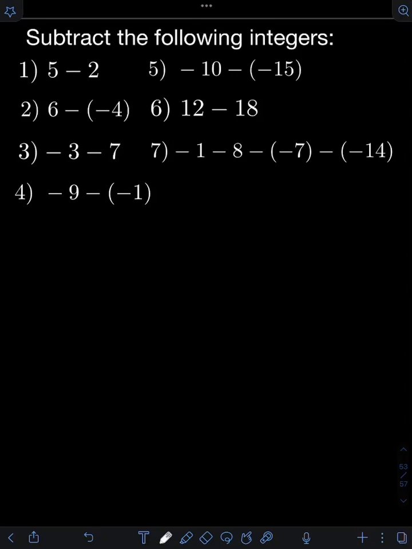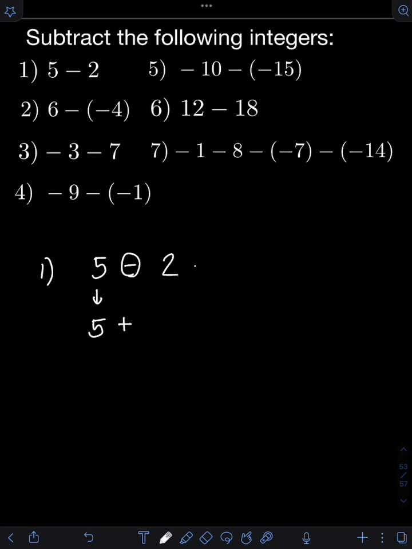Let's solve this problem. Subtract the following integers. So let's start with 5 minus 2. So how do we subtract integers? We just copy the first number, which is 5, change the operation minus to plus, and then we change the sign of the subtrahend, or the second number, to its opposite.